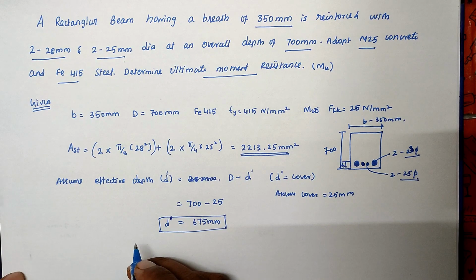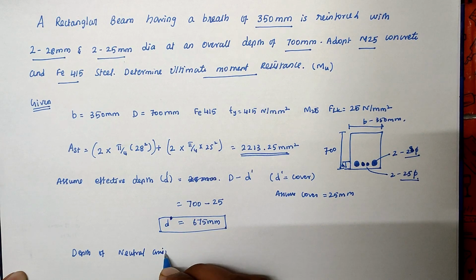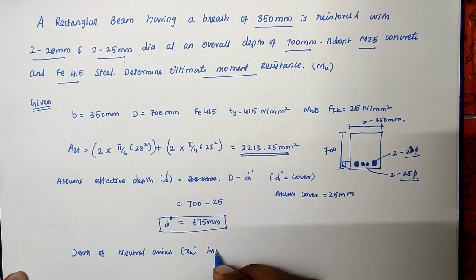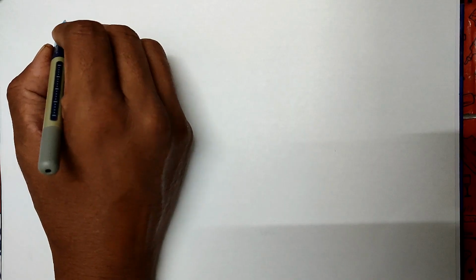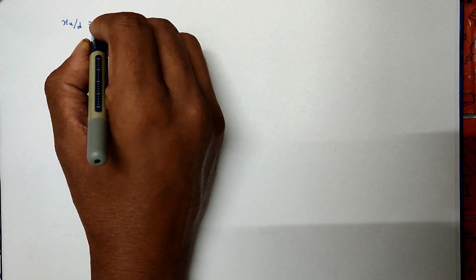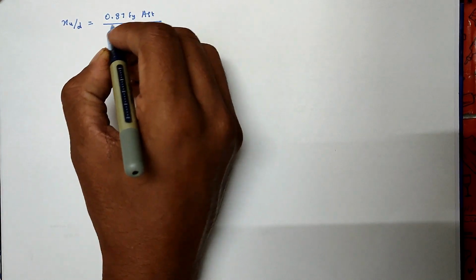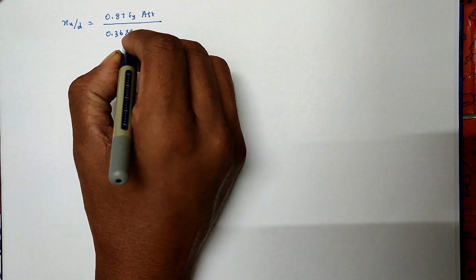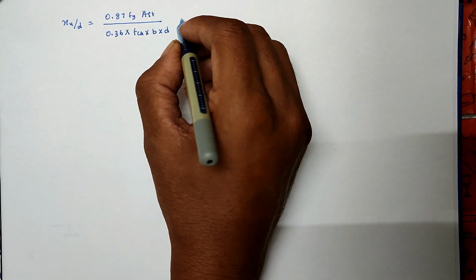Now we can calculate the depth of neutral axis, that is xu, from page number 96 in IS 456-2000. Now xu divided by d equal to the formula 0.87 fy Ast divided by 0.36 into fck into b into d. So this is the formula, and we can substitute all the values.